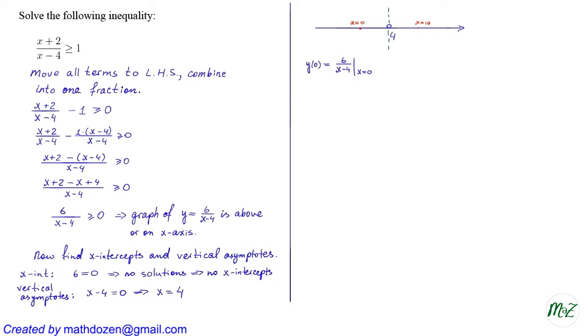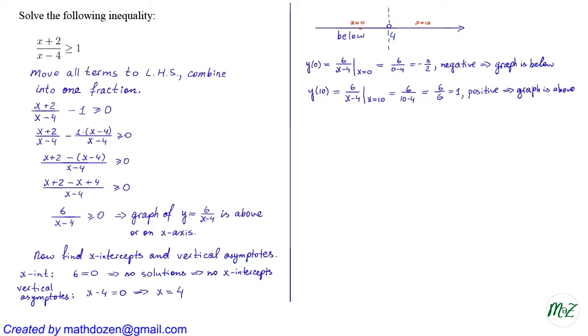So at x equals 0, calculate y of 0. We're going to put x equals 0 into 6 over x minus 4. We end up with 6 over negative 4, that's negative 3/2. So it's a negative number, that means that the graph is below the x-axis. And I'm going to put the label that the graph is below the x-axis there. Then at x equals 10, we end up with 6 over 10 minus 4. So this is 6 divided by 6 and gives us positive 1. So the graph is above on that interval.